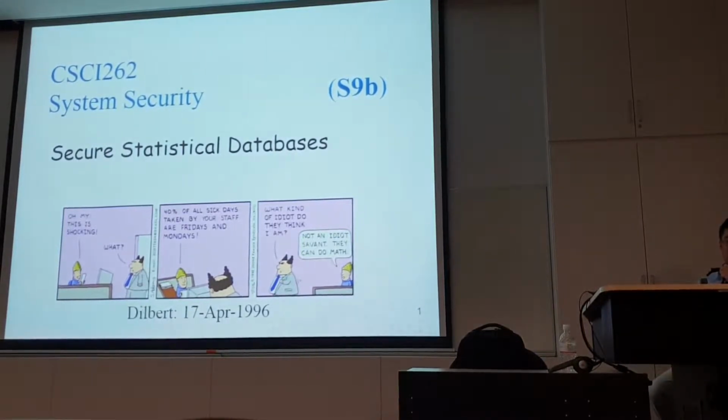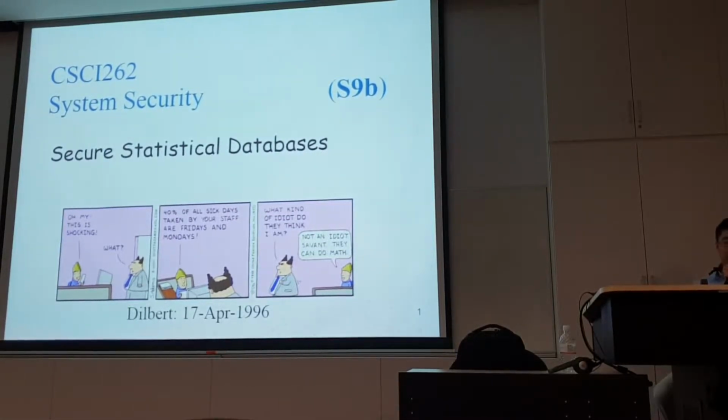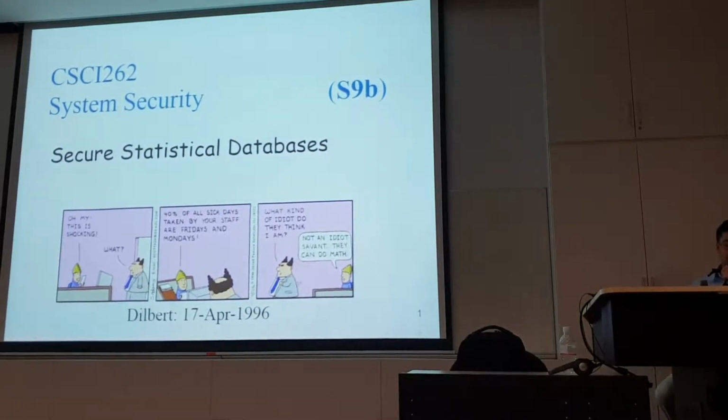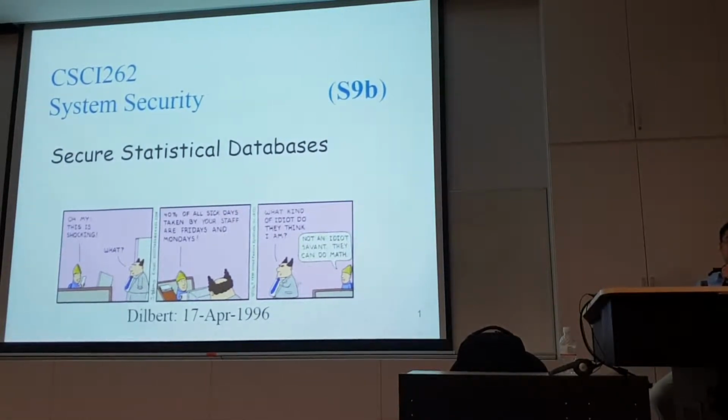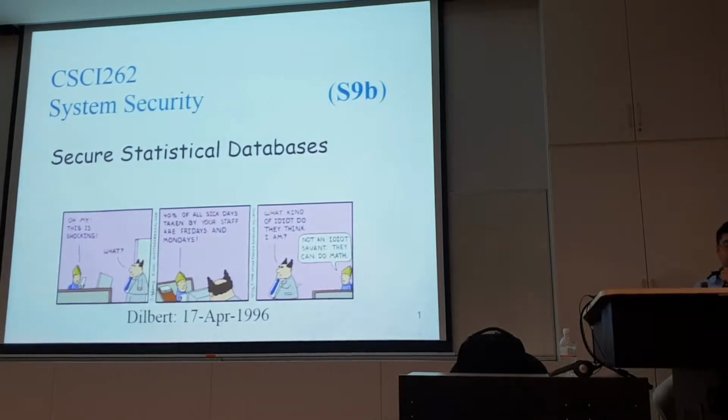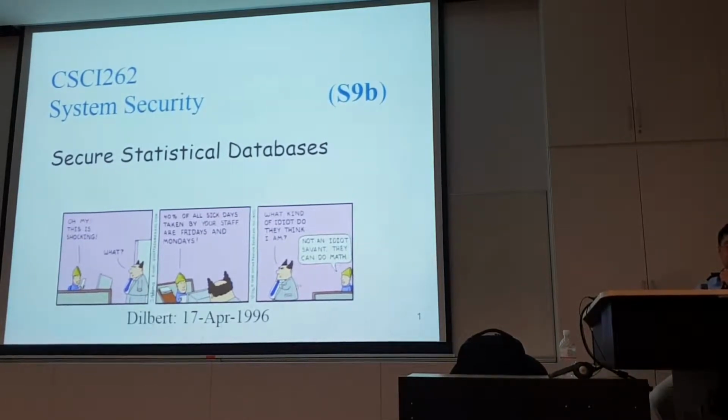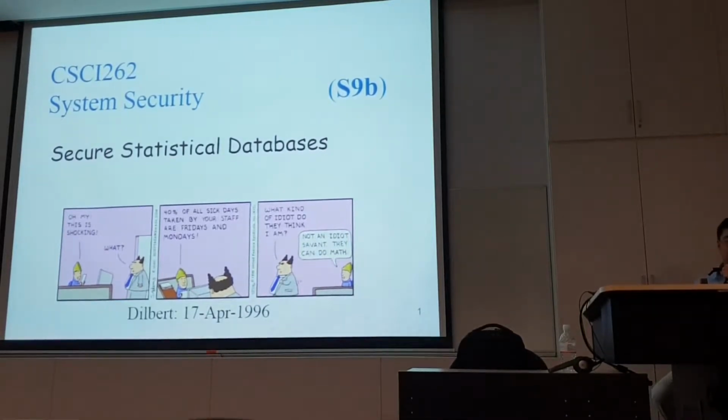That's something we also want to prevent. So maybe we have some good access control policies preventing the attacker from obtaining confidential or secret information. But from some public information, like statistical information, the attacker may still be able to derive some sensitive information. So we want to prevent that kind of inference, and that's what we will study in the next class.